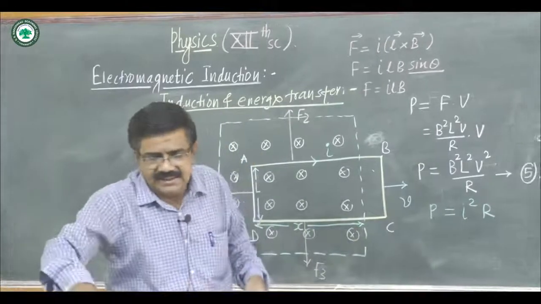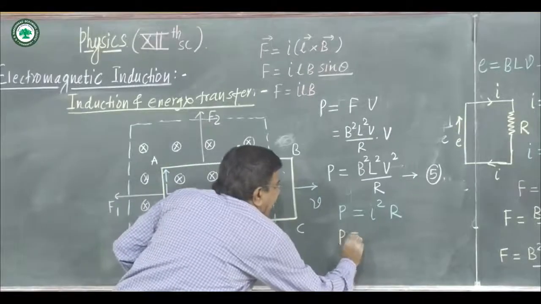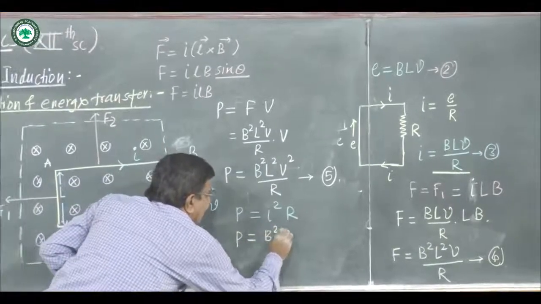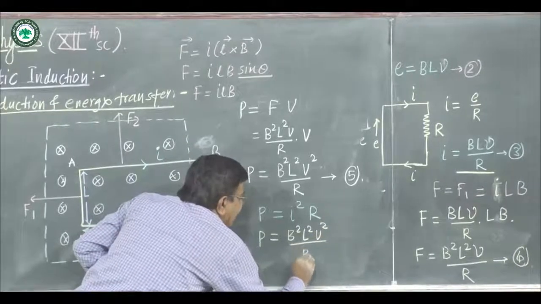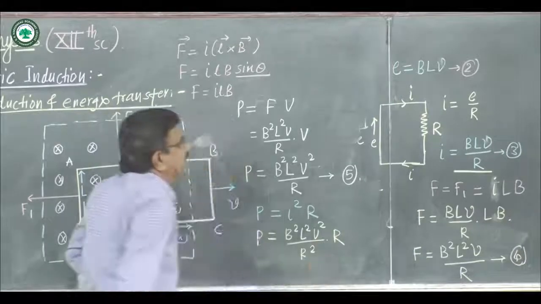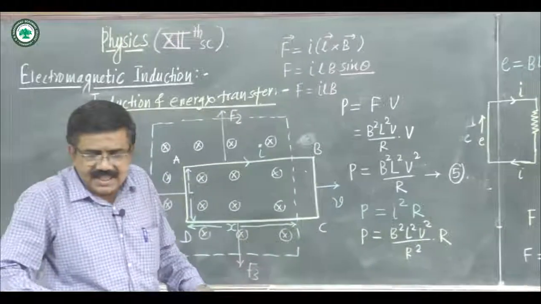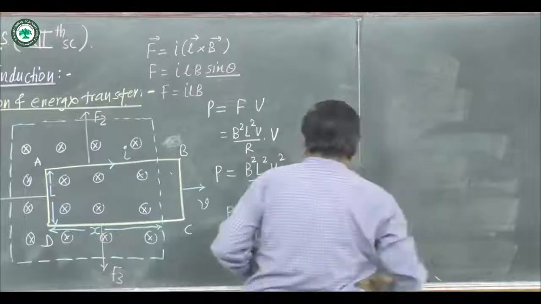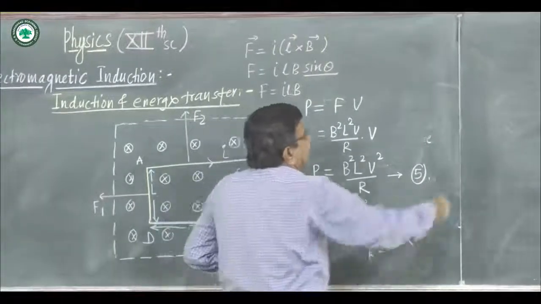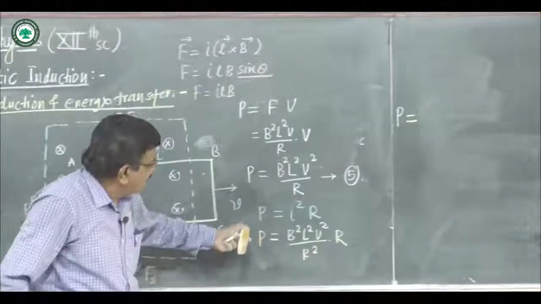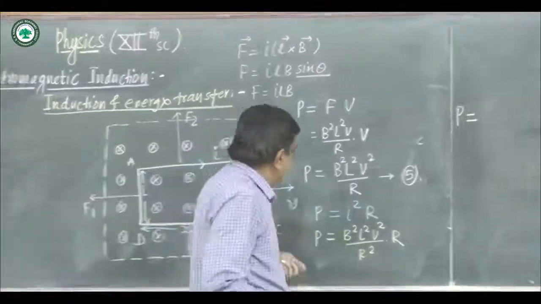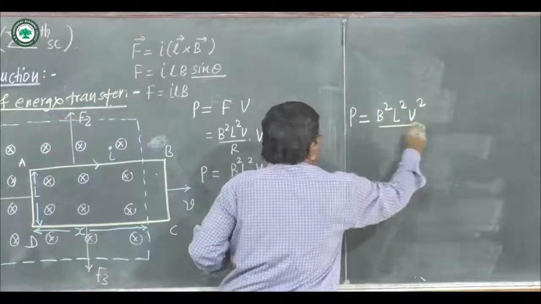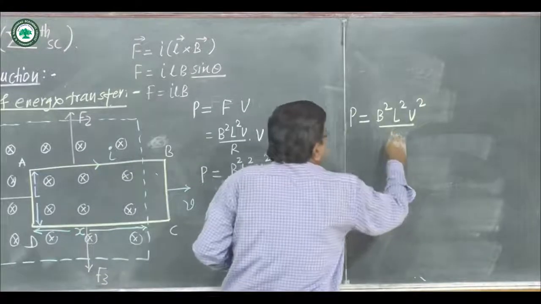If we substitute here, we get P as I square, means B square L square V square upon R square, into this R. One R cancels, and we get the equation for power as P is equal to B square L square V square upon R. We call it equation 6.